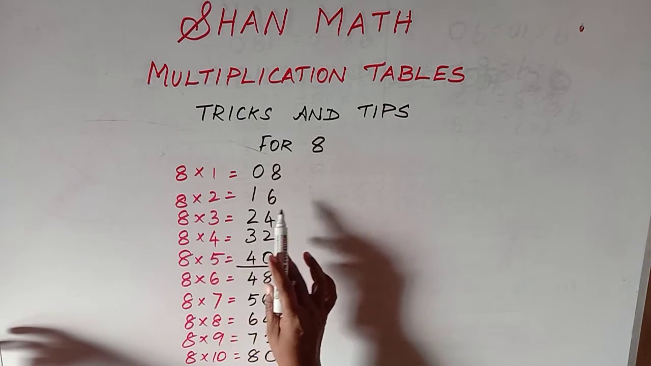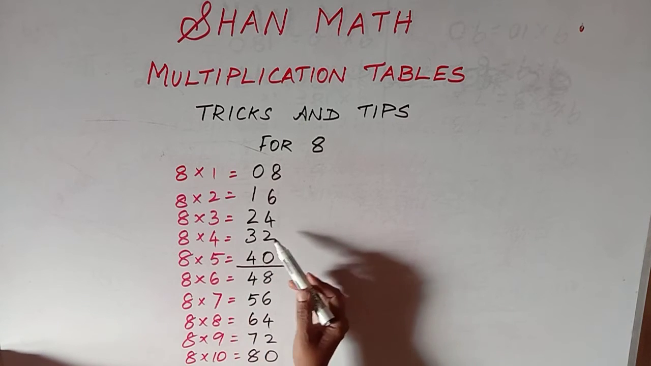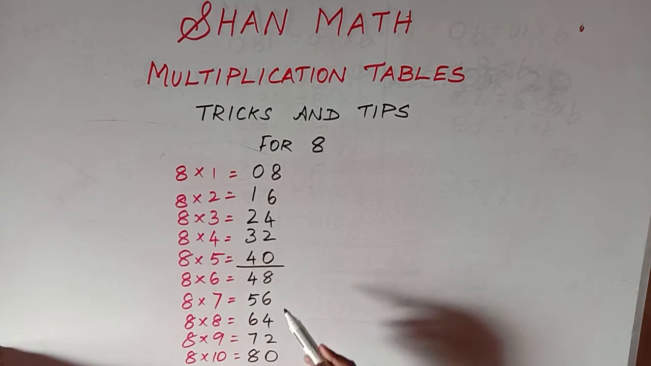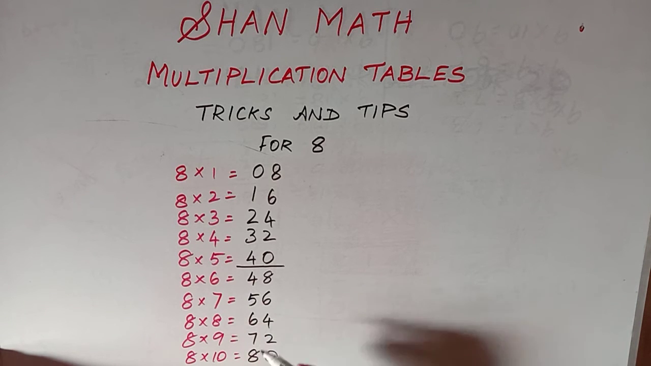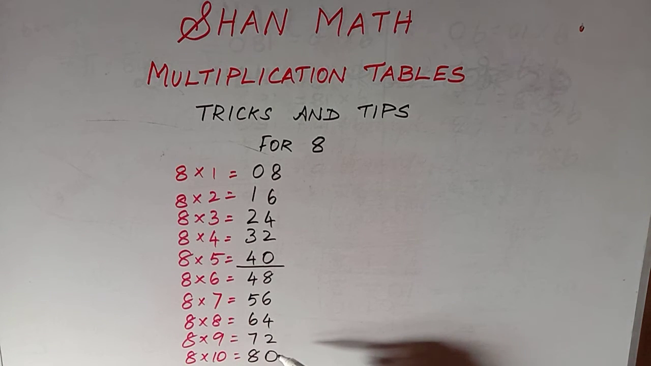So 8 ones are 8, 8 twos are 16, 8 threes are 24, 8 fours are 32, 8 fives are 40, 8 sixes are 48, 8 sevens are 56, 8 eights are 64, 8 nines are 72 and 8 tens are 80.